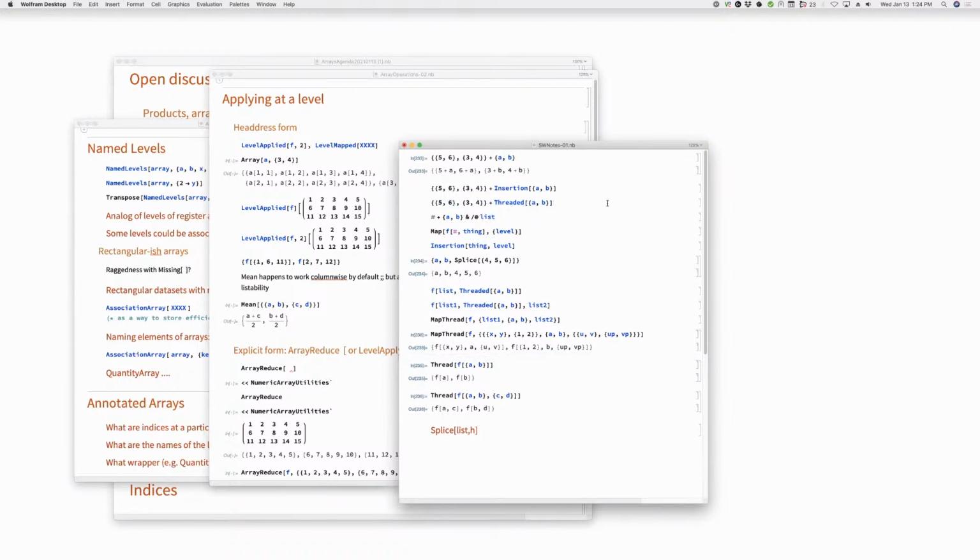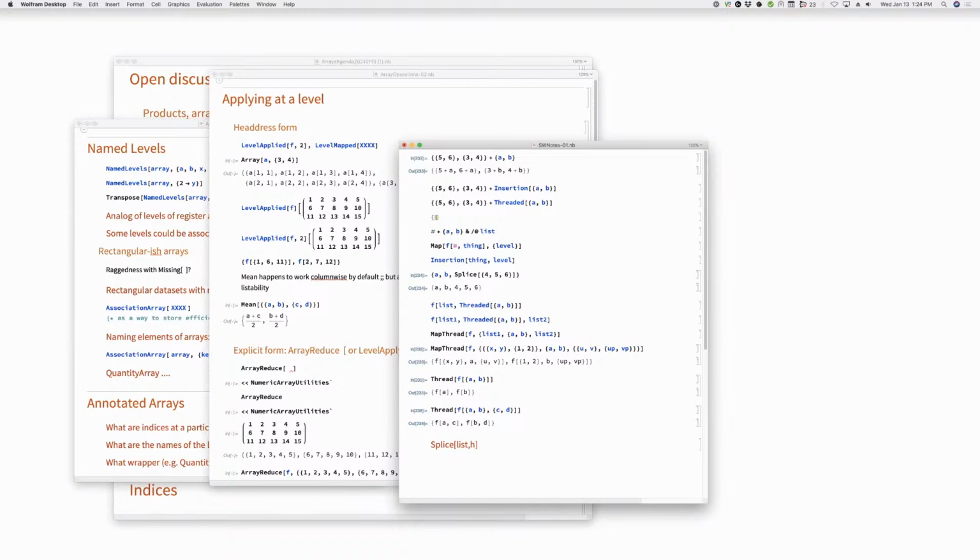Okay, so actually Sandra is asking, what would this actually produce? Let's see, what is this going to produce? This would be 5 plus 5, A plus B, 3 plus A, 4 plus B. Right, so it is threading down to the lowest level there.